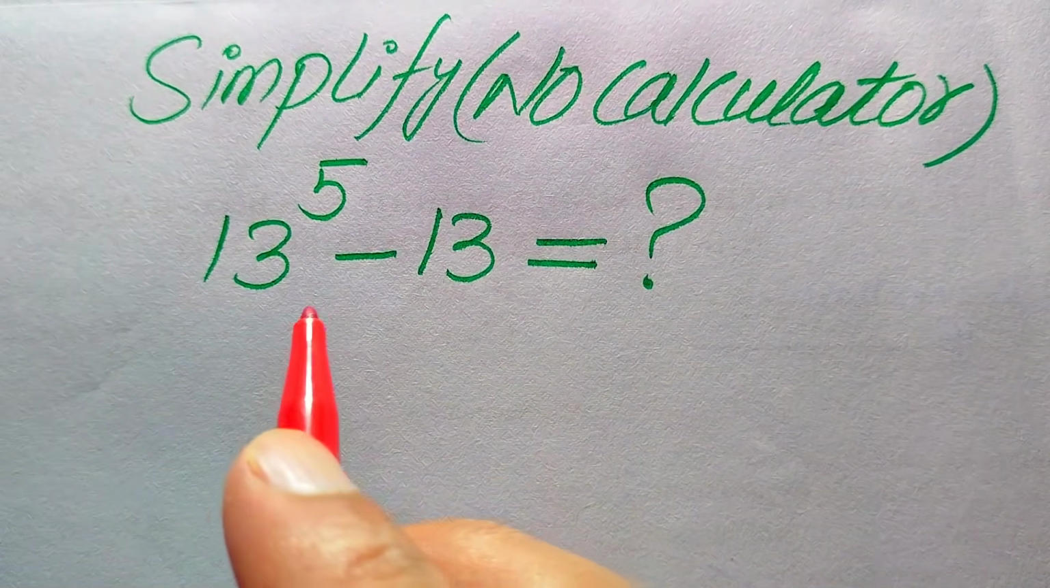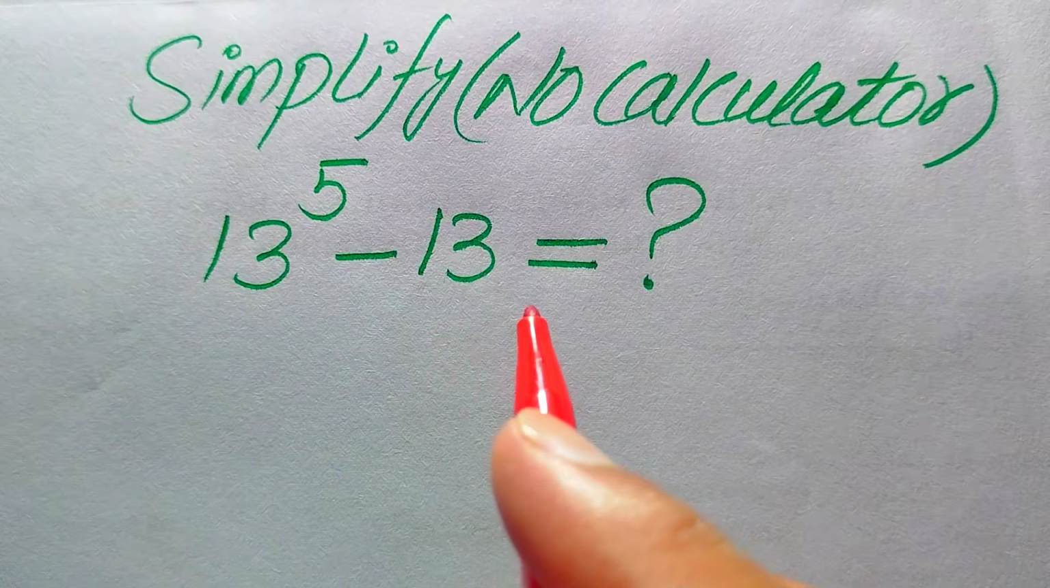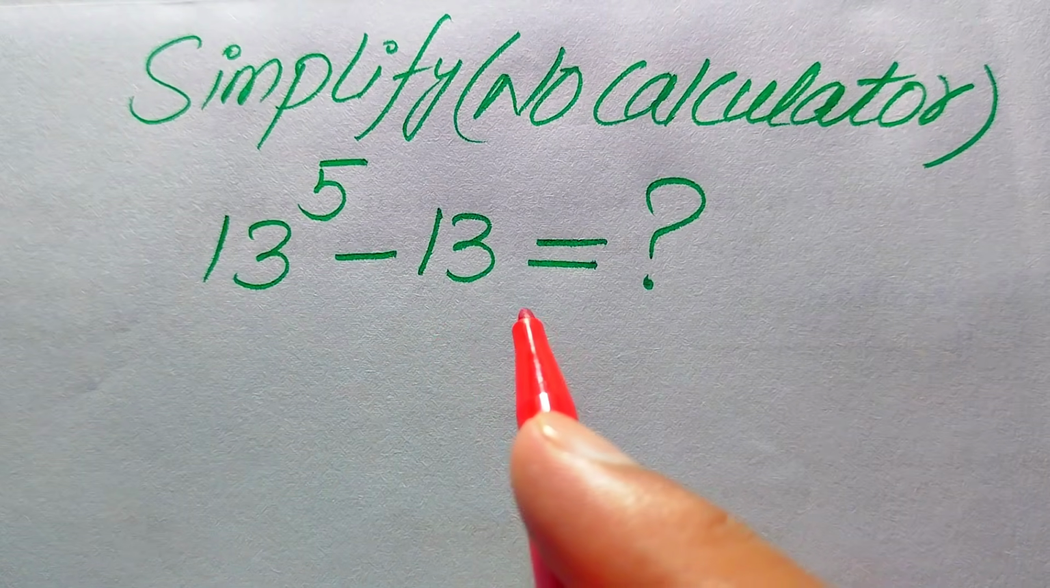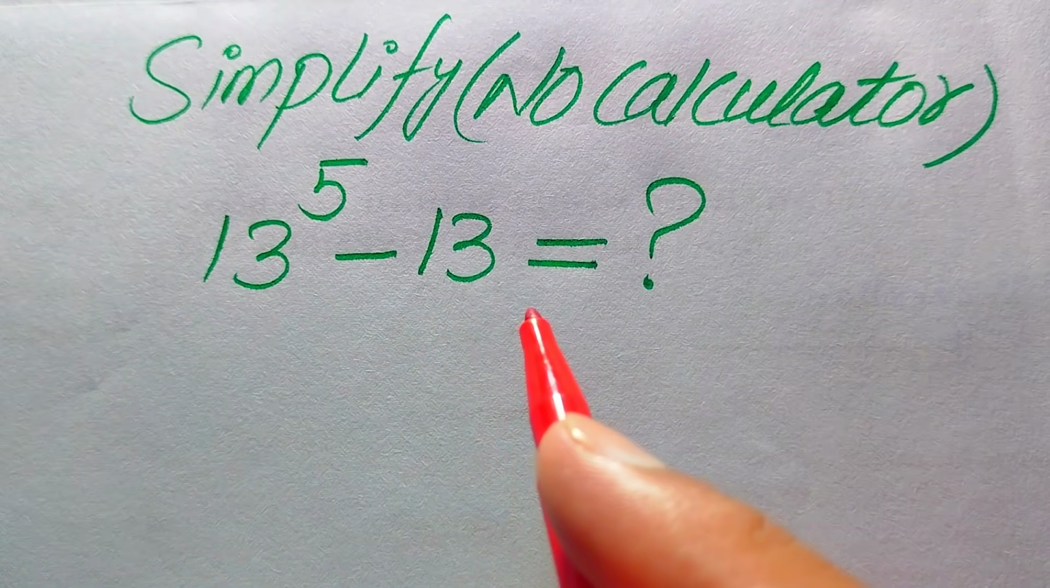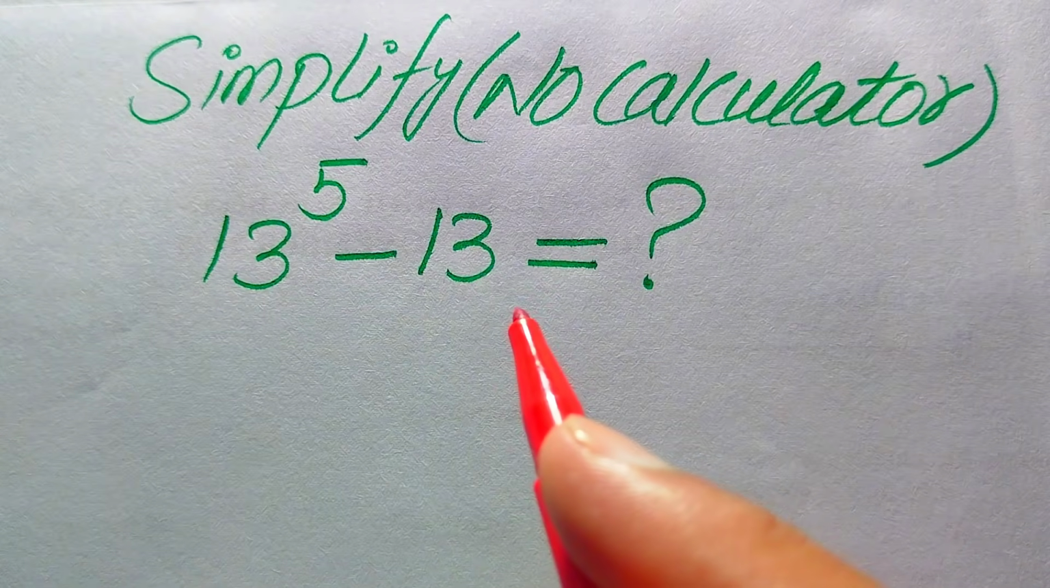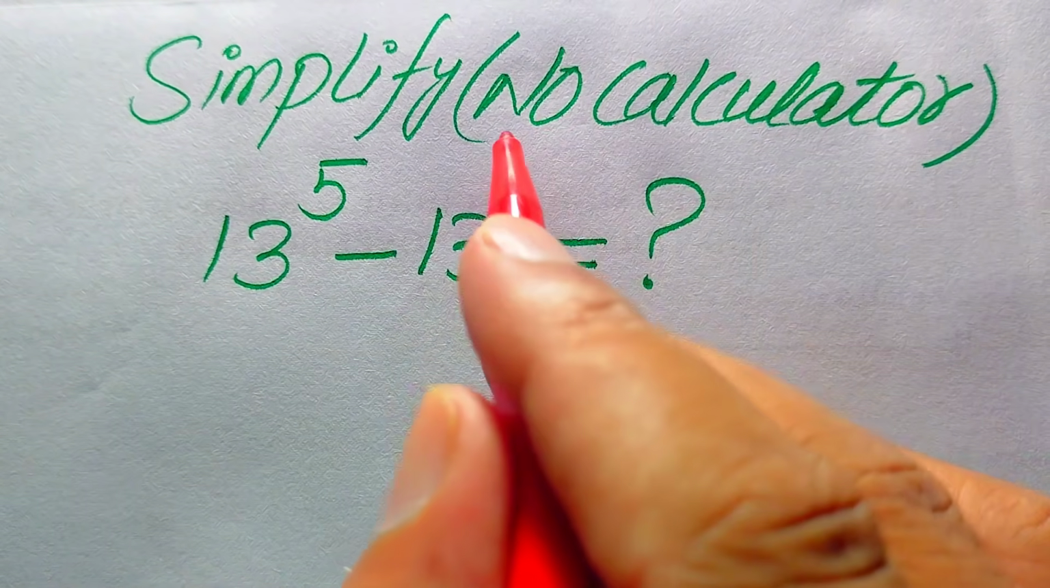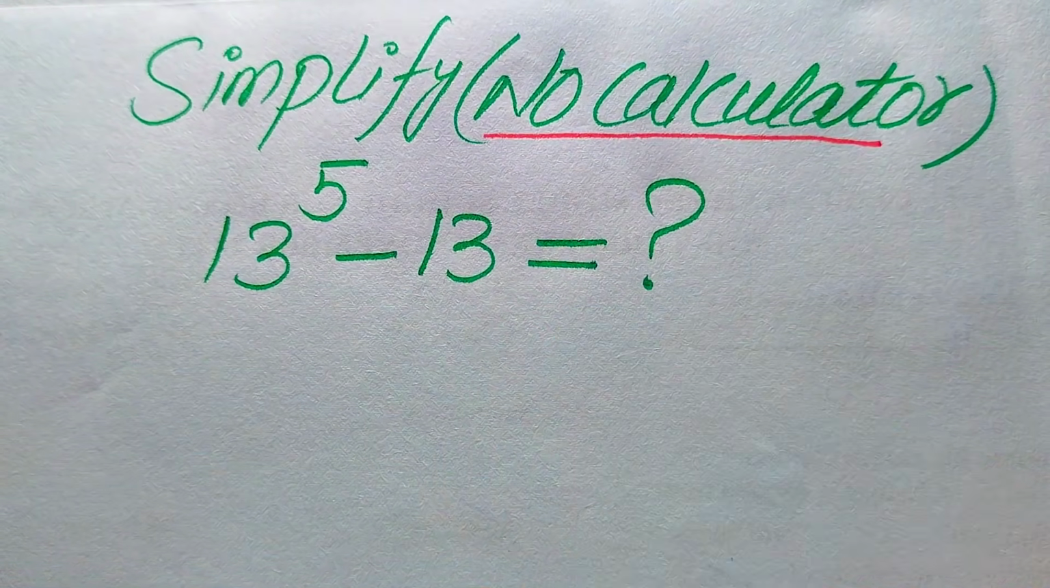So here we have 13 to the power of 5 minus 13 is equal to what? We solve this problem and write this algebraic expression in simplified form. But remember one thing: a calculator is not allowed in this problem. This means that we need to show all of the working on this paper.